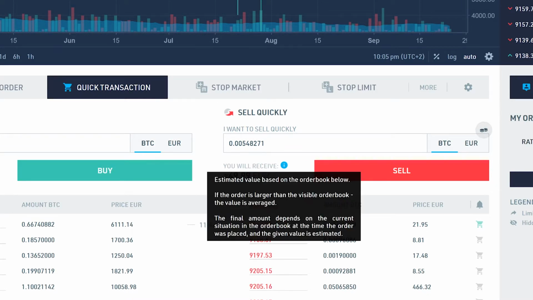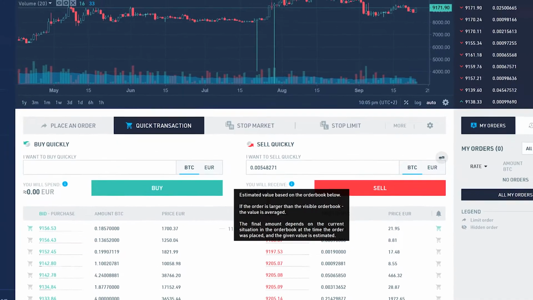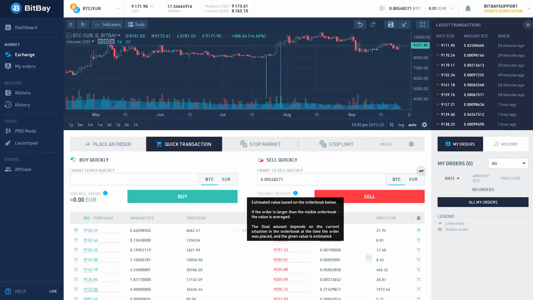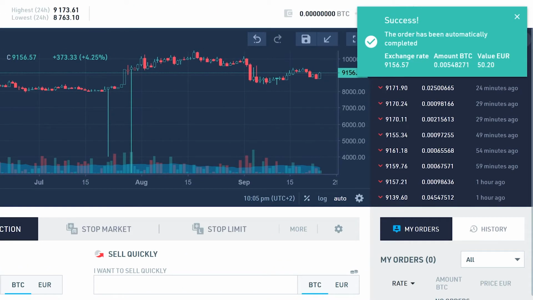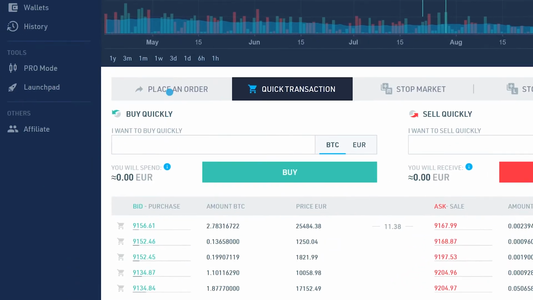Keep in mind that this value is an approximation and the amount you receive can be different. The transaction will be executed the moment you click on Buy or Sell. If, however, you would like your transaction to follow a predetermined exchange rate, you need to place an offer.